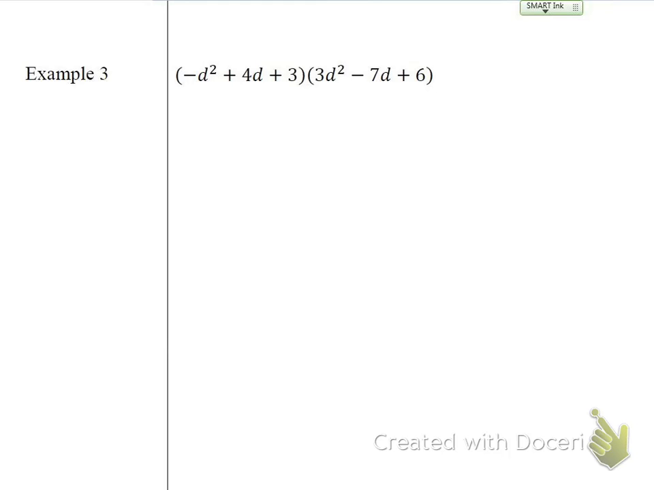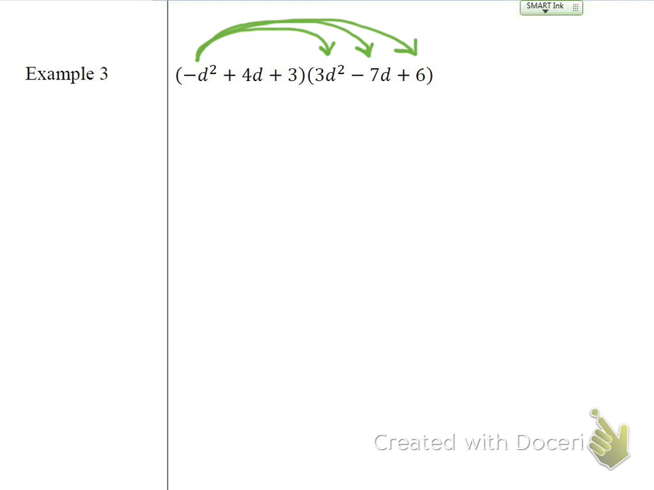But if you do not want to use the boxes, you would just have to take each individual term and multiply them by the other terms in the adjoining parentheses. So you would do negative d squared times 3d squared, same thing times negative 7d, and then negative d squared times positive 6. Would it be better for me to do it that way so you guys can see it without the boxes? Okay. So we're going to do it all with different colors so that you can see everything separated.